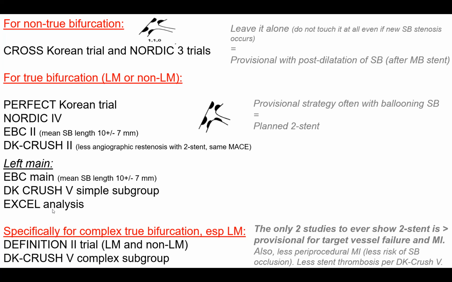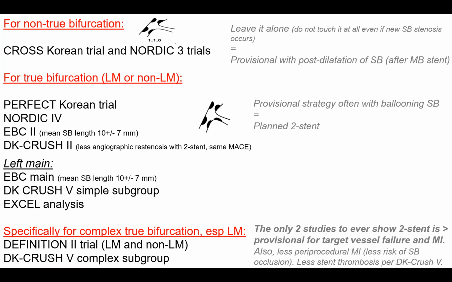Here, notice the Excel trial and Noble trial are the two trials that put left main stenting on the map as an alternative to CABG. And both those trials strongly recommended in their protocol to use a provisional strategy in distal left main. 65% of distal left main in those Excel and Noble trials were treated with a provisional one stent strategy, even when, in case of true bifurcation, a provisional strategy was favored in those trials. So that tells you that even in left main, provisional strategy is still appropriate most often, okay?